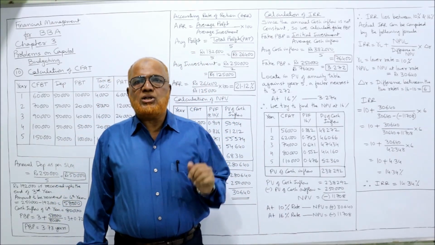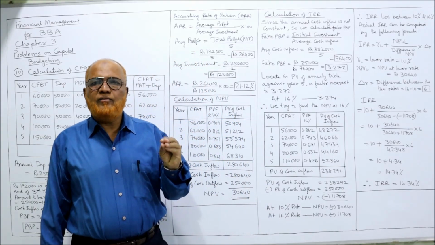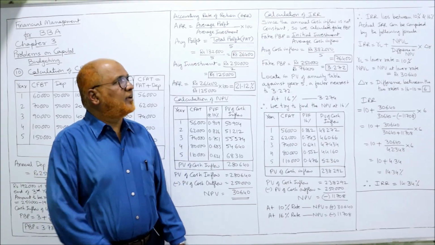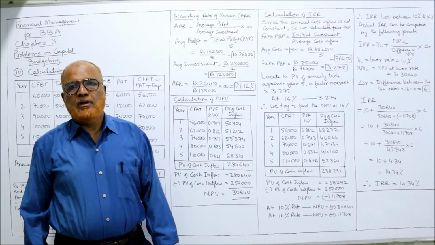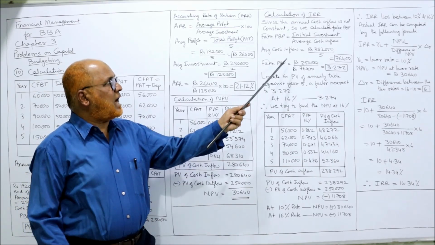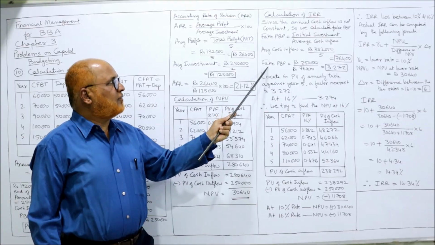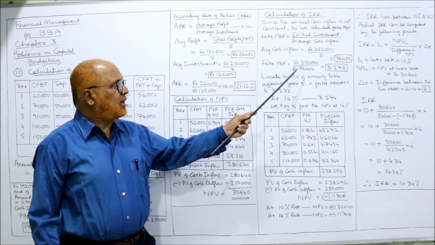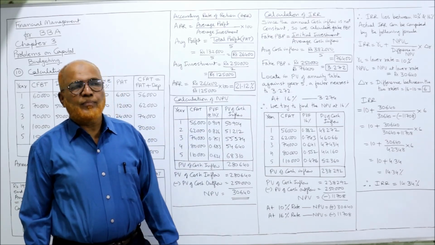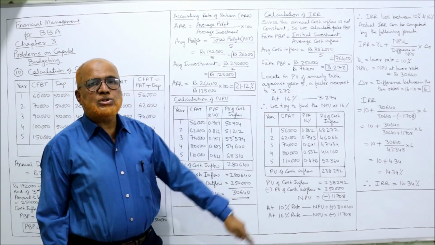3,82,000 is the total cash inflow for 5 years. We need the average, so divide by 5. 3,82,000 divided by 5 is 76,400. Now 76,400 is the average cash inflow. Now the fake PBP is equal to the initial investment 2,50,000 divided by 76,400. You will get 3.272.